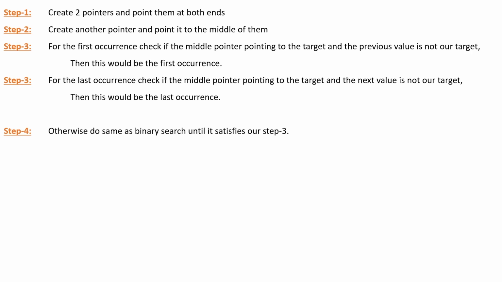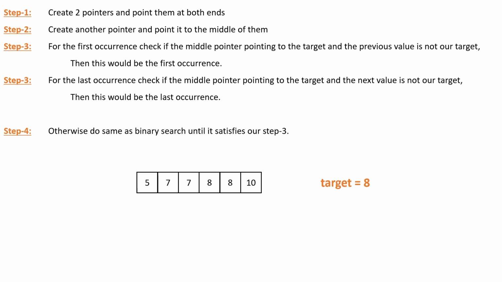For example, I am taking the first example of Leetcode. So this is our array and our target value is 8. So now we have to create 2 pointers, left and right. So now we have to create another pointer that will point to the middle of them. Now our middle pointer is not pointing to the target element, so we have to do binary search. So the left pointer should be moved to the next index of the middle element.